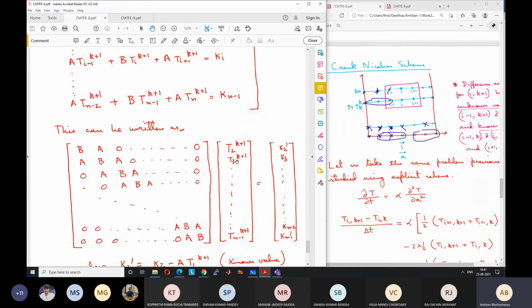We can write this as A T equal to K, and then T is equal to A inverse K. The values of the coefficients A, B may change, and the K values may change, but the process will remain the same. So we can use the same solver for any type of scheme, any equation, or any physical problem once we develop a solver like this. That is the main advantage.